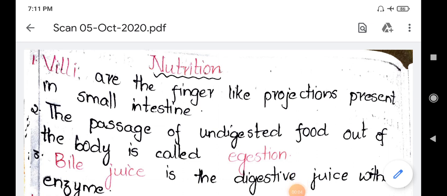Today we are going to learn the worksheet of the lesson nutrition, and the topic is related to the digestive system. In this video we are going to learn about the different enzymes that are produced in the digestive system by the different types of glands and different types of organs.